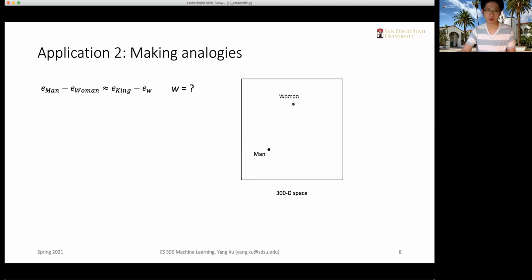Man and woman are in a 300 dimensional space, but on this slide we're just visualizing in a 2D space. If they are at such positions, then we want to find the corresponding word that is in the same direction as opposed to king. So the queen is most likely at this position. So what we are doing is using the distance between woman and man to find the most likely word in that direction.